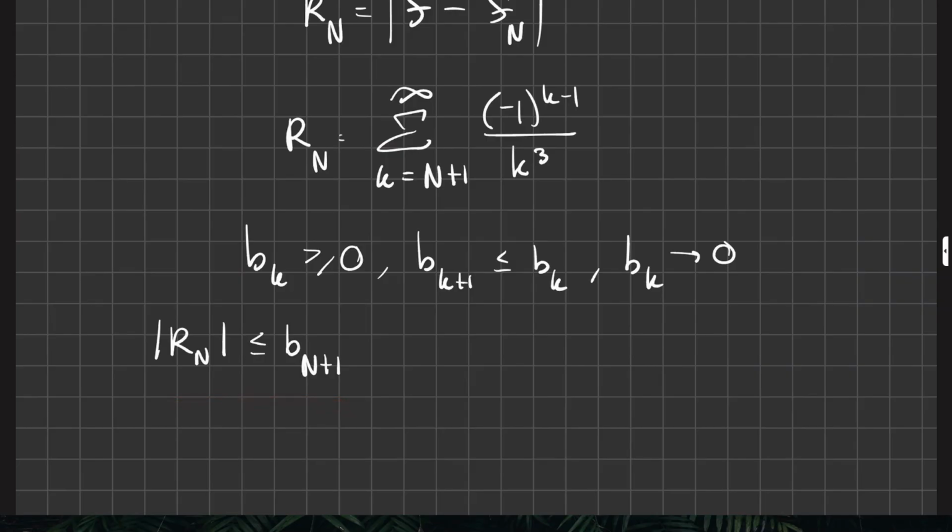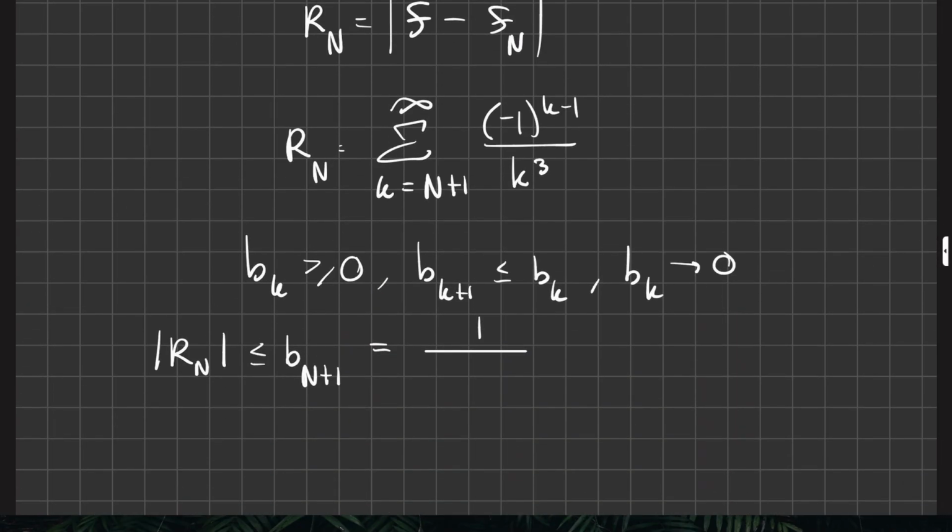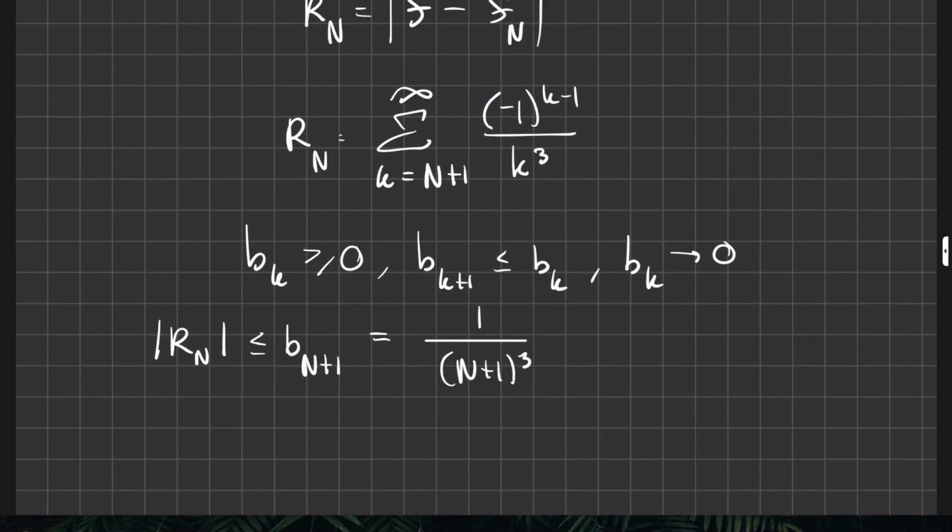What does this give us? Well, this would be 1 over, we're letting k be n plus 1. So instead of 1 over k cubed that we chose b sub k to be, we're looking at 1 over n plus 1 cubed. Okay, and now from here we just need to solve this. This is our r sub n. That's what we're trying to show is less than 10 to the minus 3. So we want to set 1 over n plus 1 cubed being less than 10 to the minus 3.